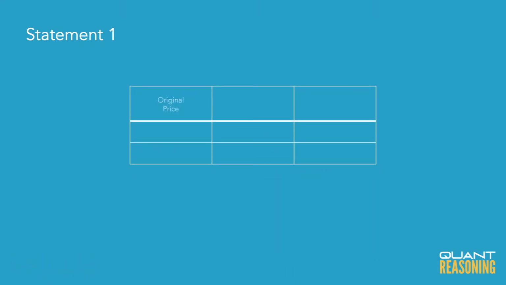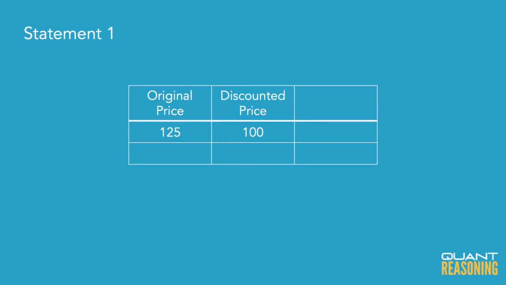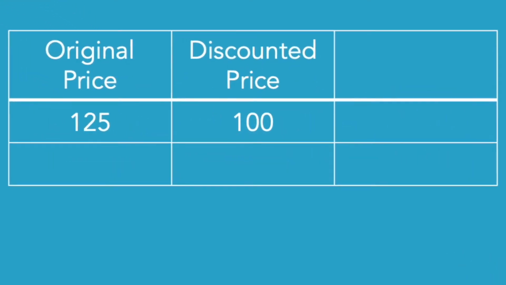We were told that the original price was 25% more than the discounted price, so you'd have original to discounted is 125 to 100, and you would reduce that ratio to the smallest integers that fit, so that would be 5 to 4, and then you would bring in a third column.